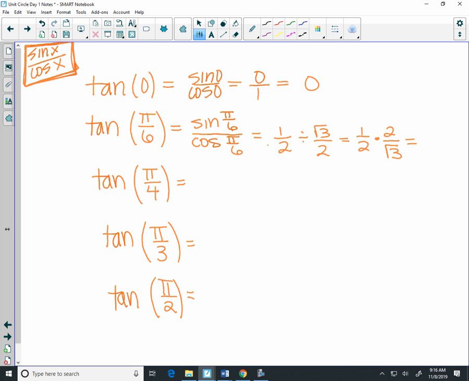My 2's cancel. This is why radicals were on your entrance exam. If you were like, why do they have radicals on the entrance exam? We haven't seen them in forever. Here they are.